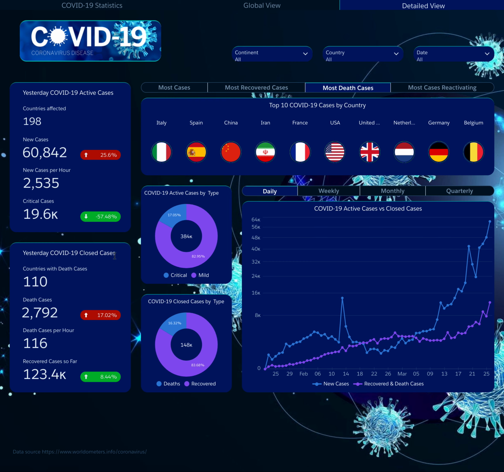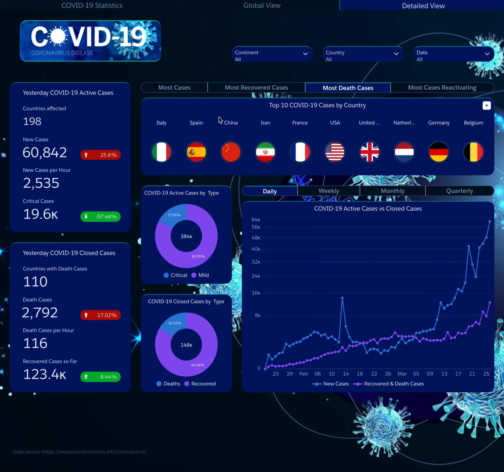But that means some of them unfortunately have passed away and some of them have recovered. So if we look at the closed cases, the number of countries affected by this disease that confirm dead cases are 110. The total number for yesterday was 2,700, which is an increase of 17%, unfortunately. That means an average of 116 dead cases every hour. And the number of recovered cases until yesterday was 123,000, which is an increase of 8.4%, which is a positive thing.